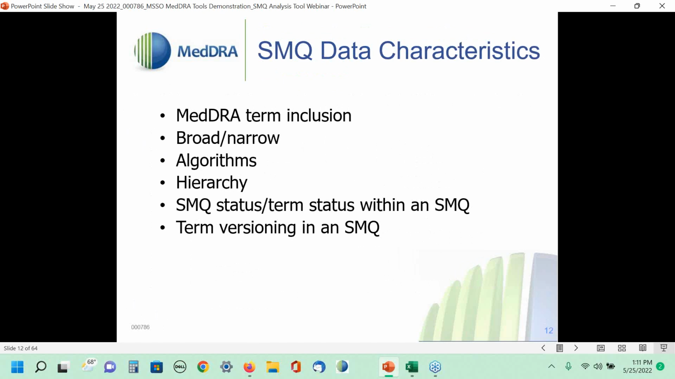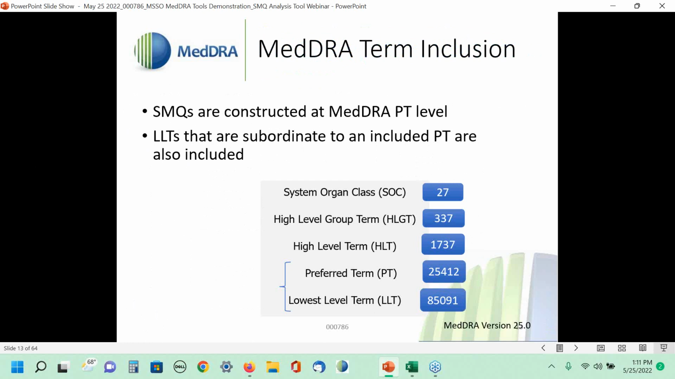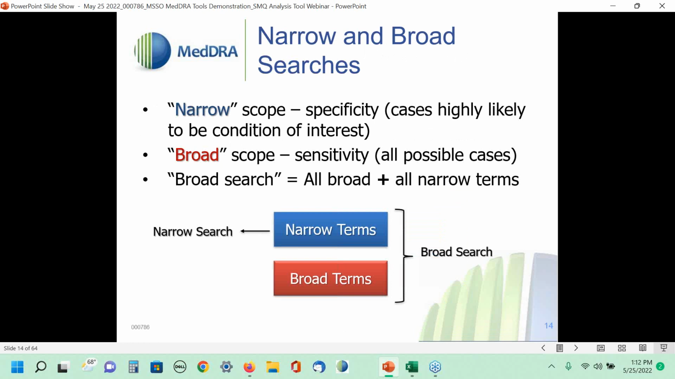Okay. Very quickly, we're going to talk a little bit about these topics related to SMQs just as a review as well. We said that all the terms in SMQs are constructed at the PT level, so we have the PTs and subordinate LLTs. So as we know with MedDRA, as you go down the 5 levels of MedDRA, we get more granularity, more specificity, and when we start talking about SMQs, we're talking about 25,000 preferred terms and about 85,000 LLTs that could potentially be in any one of the SMQs.